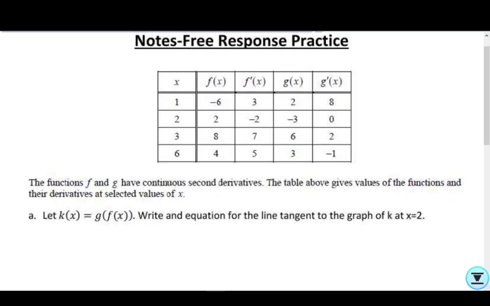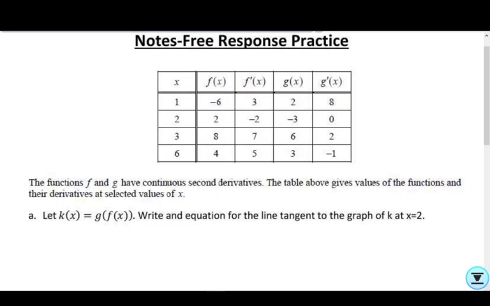One of the things that you have to be able to do is read a chart. So the functions f and g have continuous second derivatives. The table above gives values of the functions and their derivatives at selected values of x. Remember, for a function to be differentiable, it has to be smooth and continuous. They're telling you that f and g have continuous second derivatives, which means these are the points they all have derivatives at.